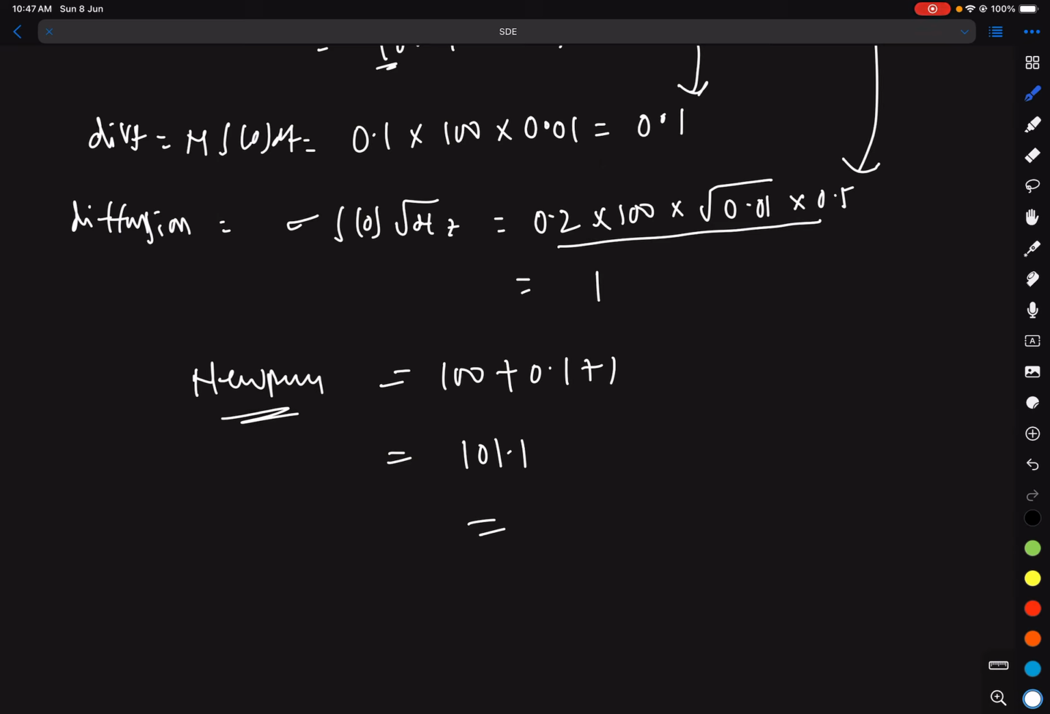In the next video, I'm going to explain how we can calculate CVA and DVA, and where this stochastic differential equation helps us to calculate CVA and DVA. These are what we are going to discuss.